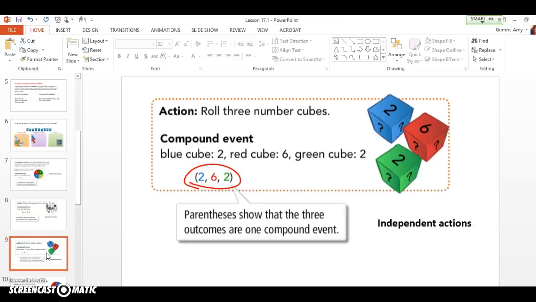Independent. Why is it independent? Because you don't keep rolling it. Yeah, because does the red 6, does it depend on me getting the 2 here? No. I roll this, I can get 1 through 6. Then I roll this, and I can get 1 through 6. And then I roll this, and I can get 1 through 6. They're not dependent on the other one. I can roll anything I want. So that is an independent event. Each one is independent by itself. Okay?